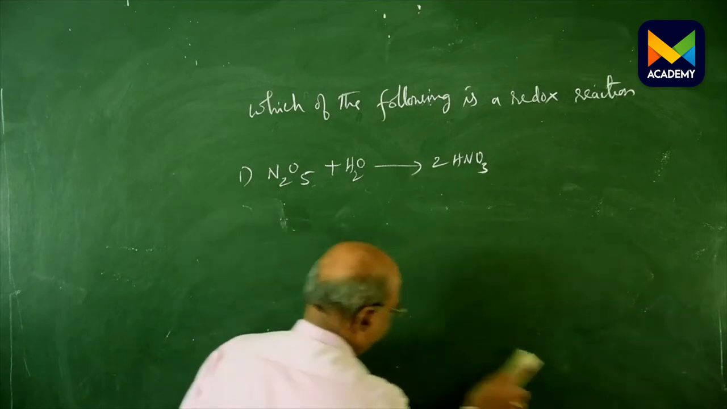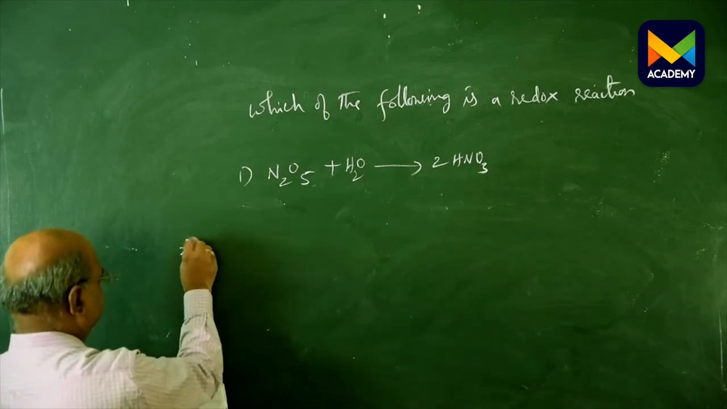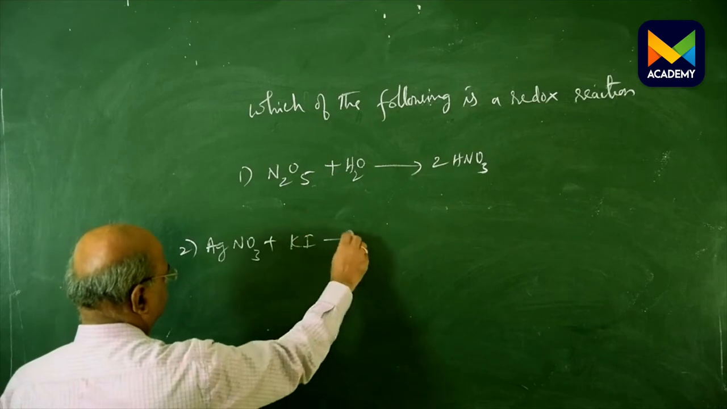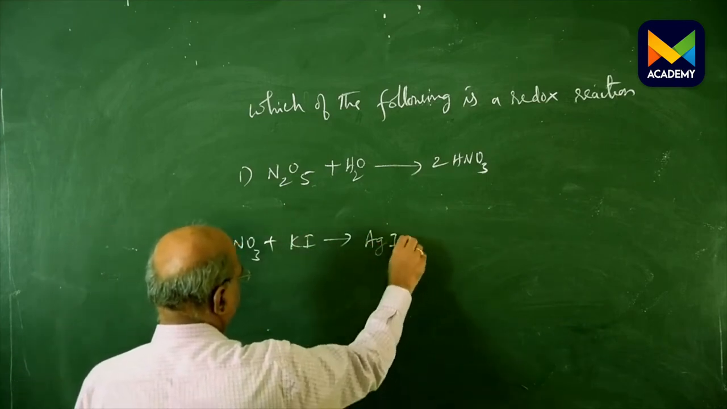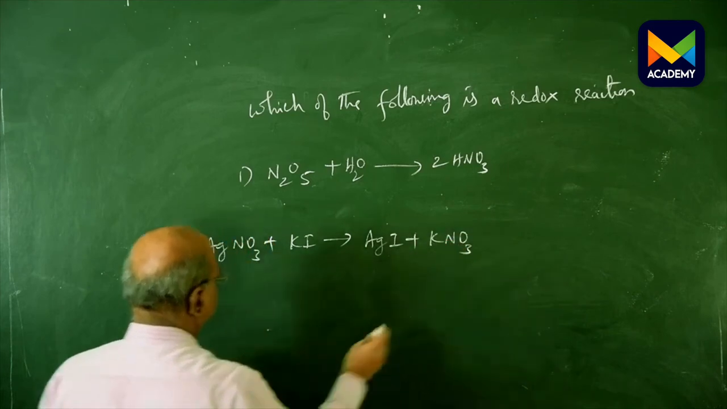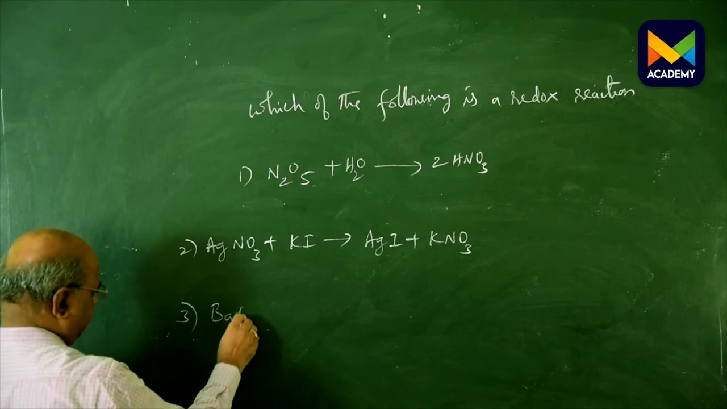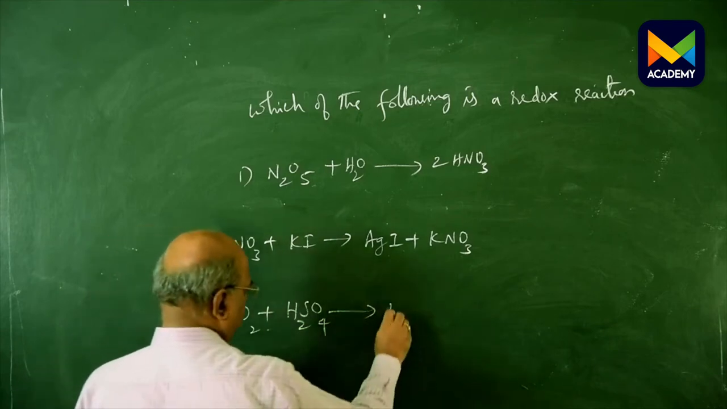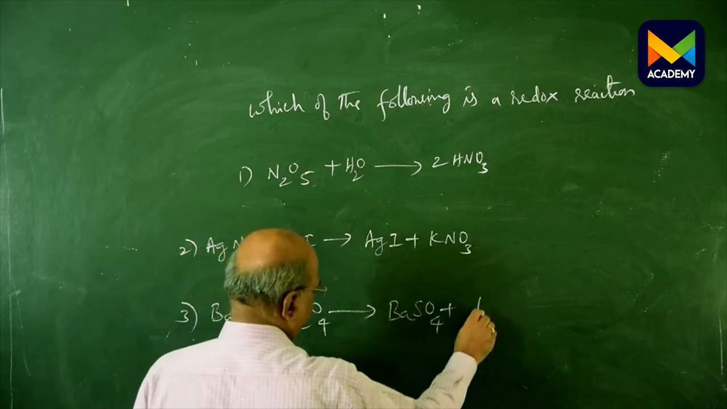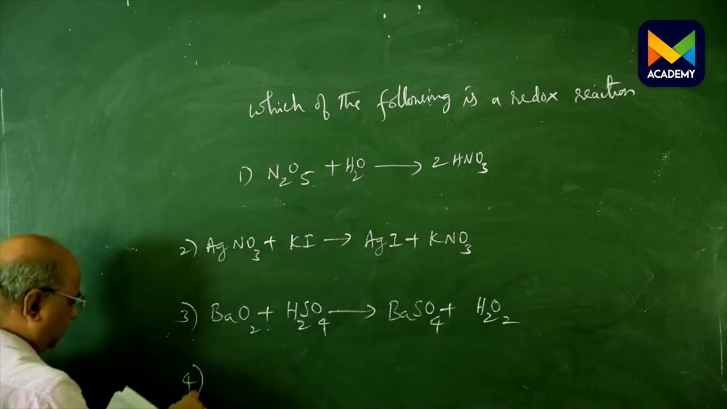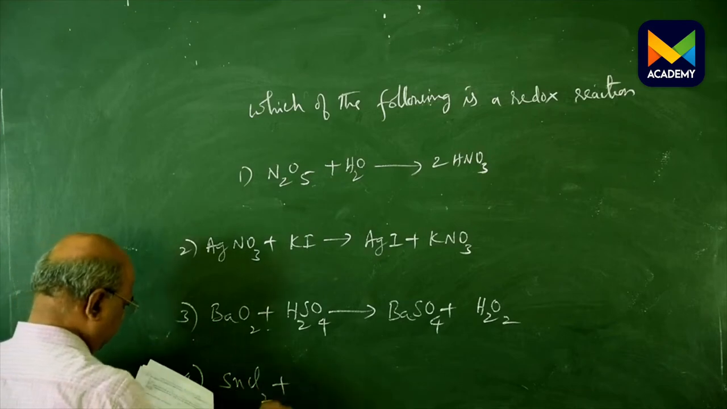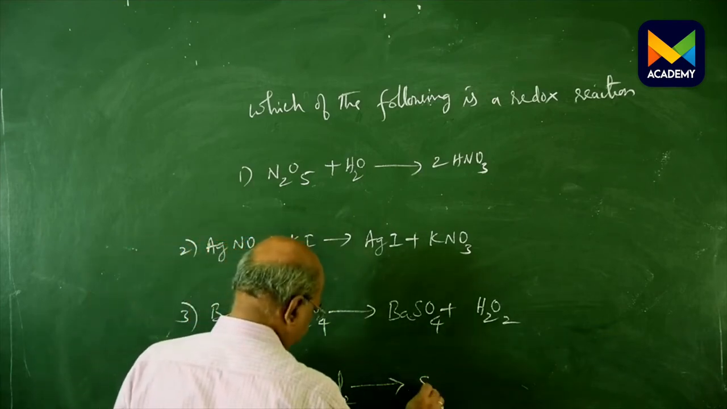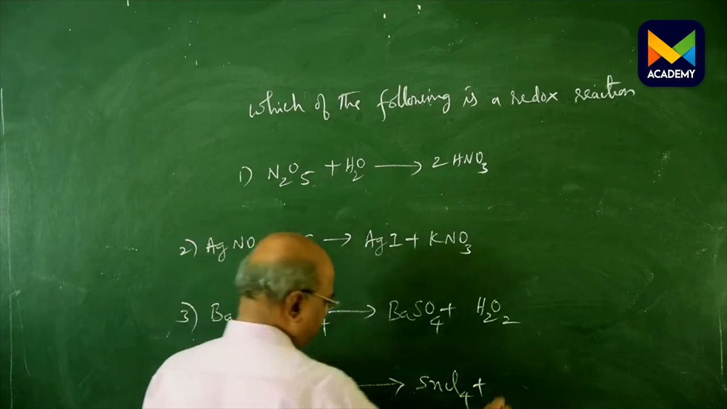We can solve each question separately. The second equation is AgNO3 plus potassium iodide giving AgI plus potassium nitrate. The third equation given: barium peroxide BaO2 plus H2SO4 giving barium sulfate plus hydrogen peroxide. And the last equation, SnCl2 plus HgCl2 giving SnCl4 plus mercury.